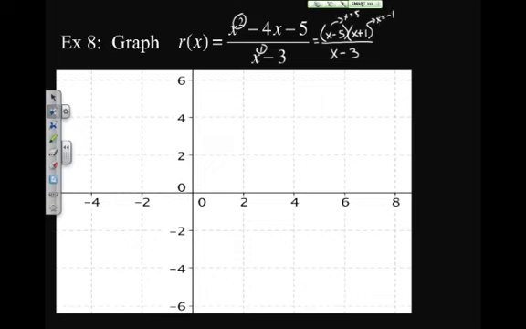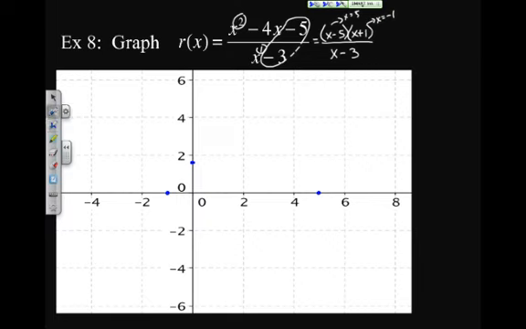The y-intercept, remember, is just going to be when you put in an x value of 0, and that ends up being negative 5 over negative 3, which is positive 5/3. So let's go ahead and graph those. We've got 5 on the x-axis, we've got negative 1 on the x-axis, and then we've got 5/3 on the y-axis, which is 1 2/3, approximately right there.